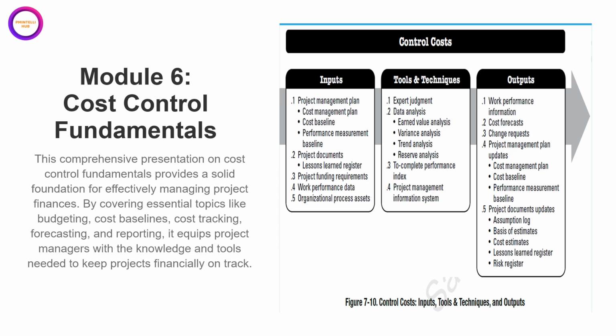Outputs are the results of the process. This includes work performance information, crucial cost forecasts, and any necessary change requests. We also get updates to our project management plan and other project documents like the Lessons Learned Register and Risk Register. Think of it as a factory. We take in data, process it using these analytical tools, and produce actionable information and updates.